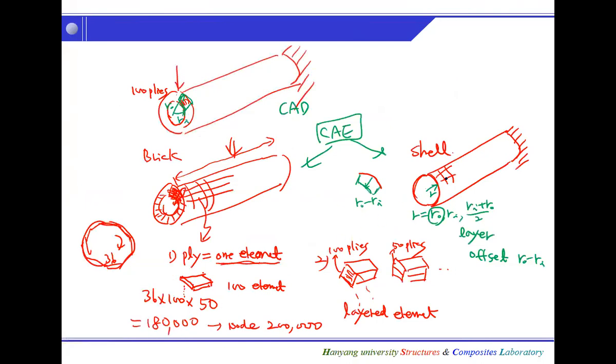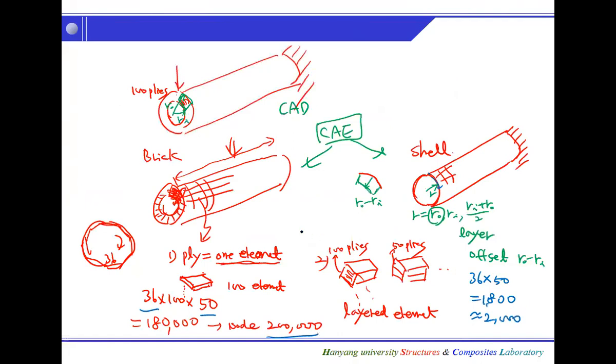Well, let's count the number of nodes. Let's say we use 36 for this one, and 36 for this way, times 50. That's all the elements we need, which is about just 1,800 nodes on the element. We don't know exactly how many, but about 2,000. Compared to this, this is very fast.